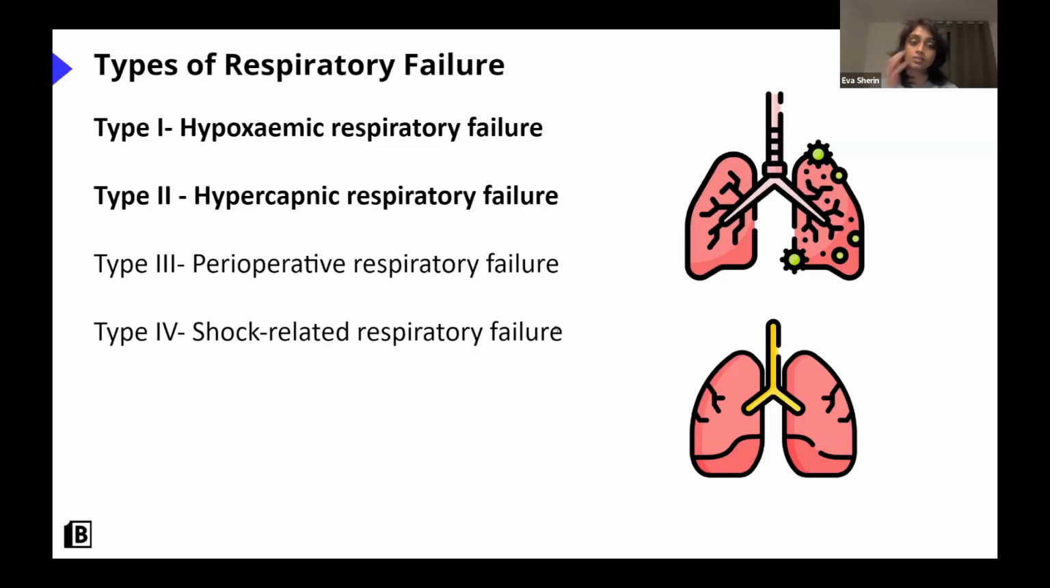And shock related is mainly because of circulatory failure, because of cardiogenic or hypovolemic shock, in which case perfusion to the lungs gets compromised, and thereby we have respiratory failure.